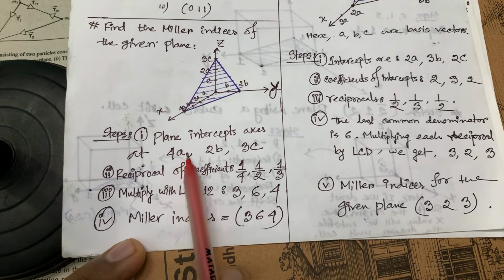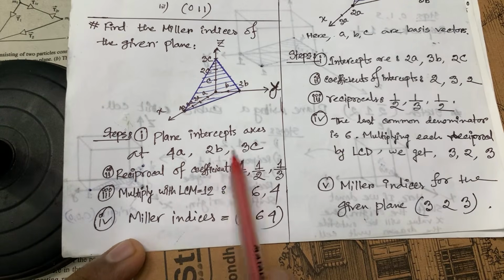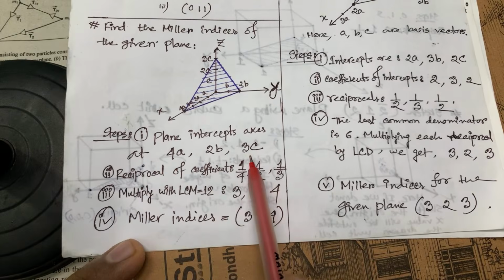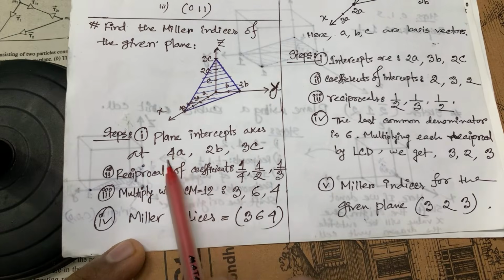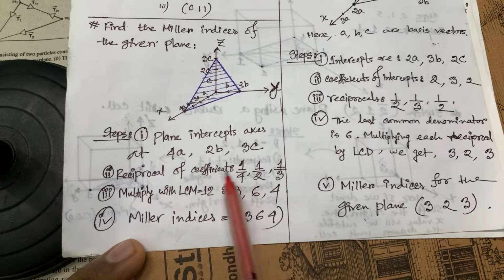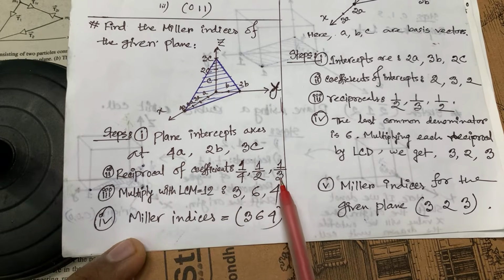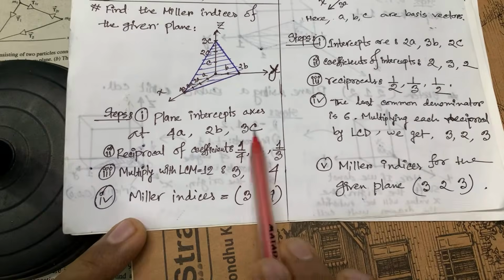Okay, so now it's time to only take the coefficients. That is, the coefficient of a is 4, coefficient of b is 2, and the coefficient of c is 3. So guys, now you take the reciprocal of 4, 2, and 3. You get 1 by 4, half, and 1/3. Now is this the Miller indices?